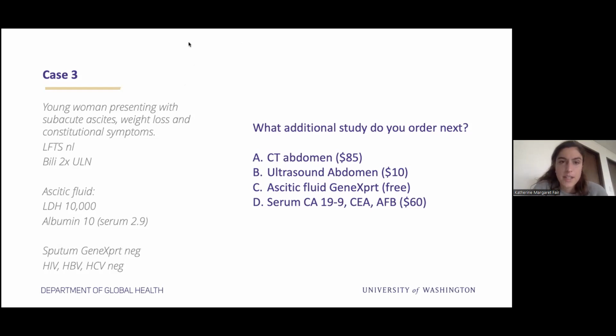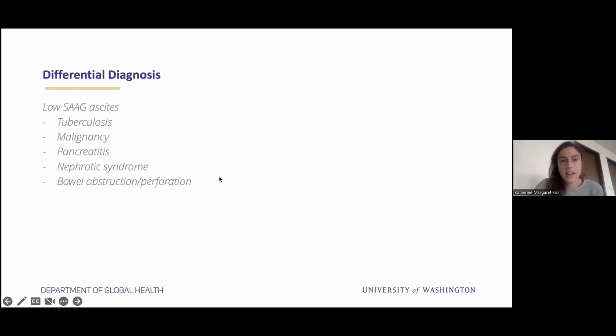Right, so kind of a tie between the fluid GeneXpert and the ultrasound of the abdomen. We're both going for the cheaper options, which is okay. It's good to start with things that you think you can get easily. Both of them are available on site. So thinking about low SAAG ascites, of course, TB, as we often say in our setting, TB until proven otherwise, particularly in this young woman. But we're also starting to worry about malignancy, that really high LDH, things not fitting together. And then pancreatitis, nephrotic syndrome, and bowel obstruction can also be reasons to have that low SAAG.